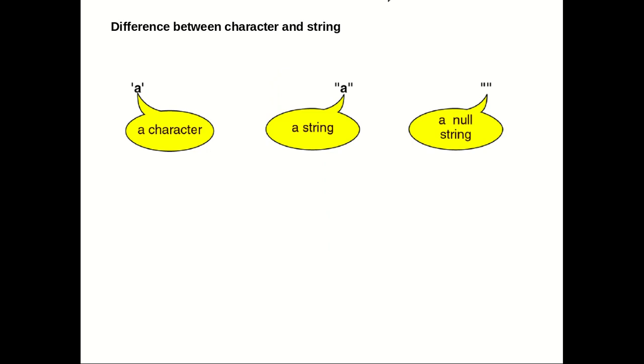So let us see the difference between, as I told already, whatever information we enclose within a single quote, here only one character is there, this is enclosed in single quote, so this is a character. Here also only one character is there, but it is enclosed within double quote, so this is treated as a string. And here, a null character: in double quotes we don't have any value specified, so this is called a null string. In the character case we will use %c.